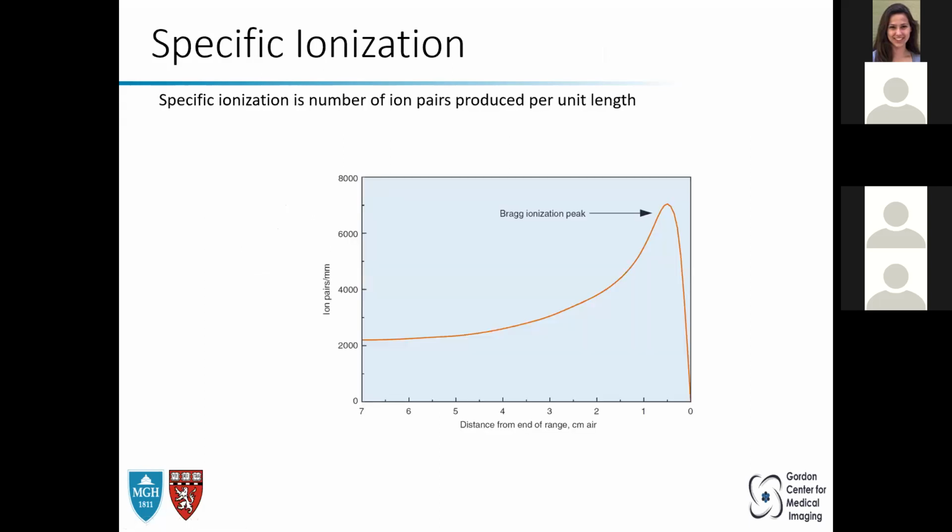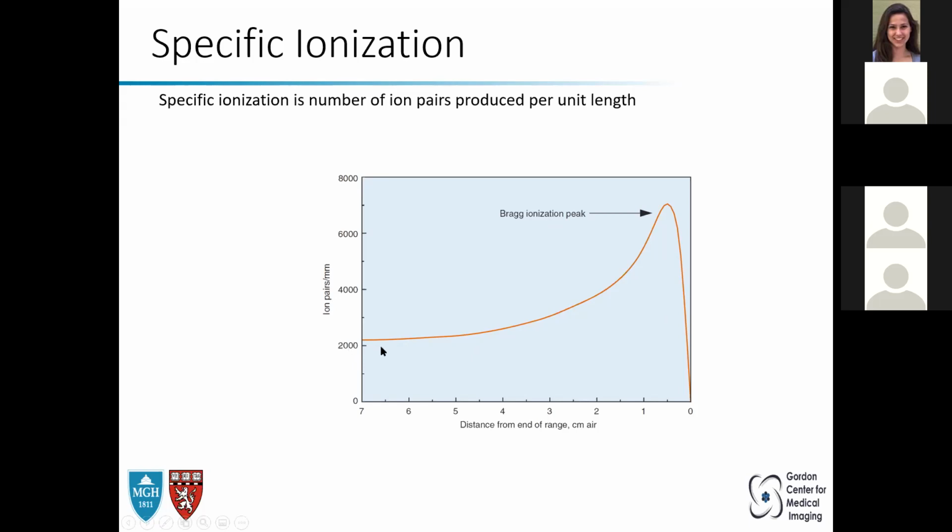So these heavy particles like protons go through what we'll describe as specific ionization, and that's the number of ion pairs produced per unit length that it travels. Now, one of the really nice traits about protons is that this is not a linear constant, and it doesn't decay as it goes through tissue. In fact, it increases up to what we call the Bragg ionization peak.